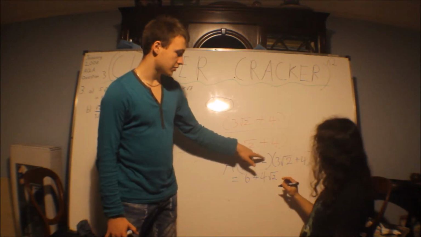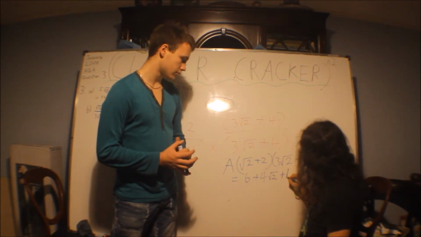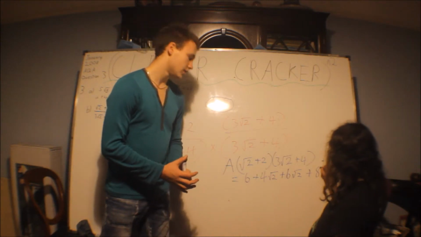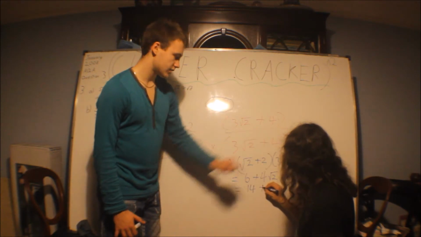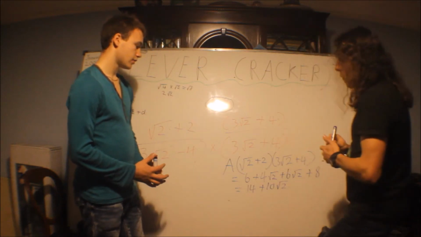Same thing here, except the 2 times by 3 is the coefficient. So it becomes 6 root 2. And then you've got 2 times 4, which is 8. That all boils down to 14, that's 6 plus 8, plus 4 root 2 plus 6 root 2, which is 10 root 2. Okay, now we've done that, we'll do part B.